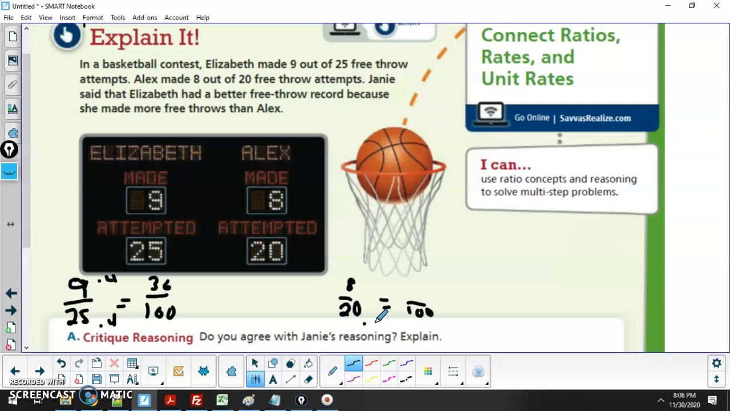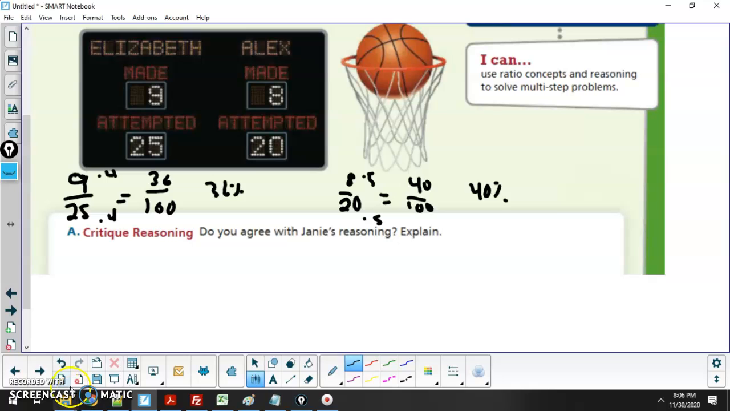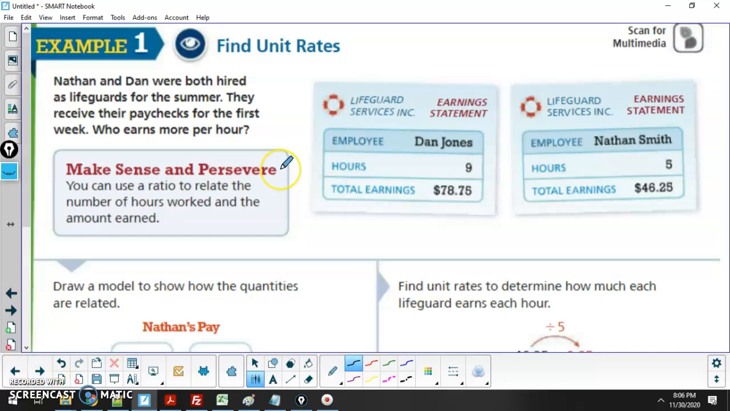All right. Alex, on the other hand, would have made a total of 40 out of 100. So that means Alex has the better rate, the higher ratio. His ratio, if you make it into a percentage, is 40%, versus Elizabeth's, which is only 36%. So, do you agree? Nope. All right, a little crazy there. But that's just a little way that we can use ratios, all right?